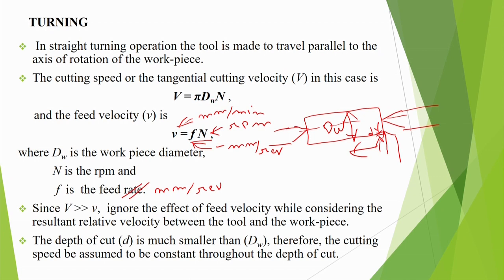More precisely, at the surface the speed will be pi dW into n, but at the inside portion Vi will be pi (dW minus 2d) into n, because the diameter has reduced by 2d. So that inner surface will experience that much velocity, but this 2d is small compared to dW. That is why we always say roughly that the cutting velocity is like that. But nowadays, if you are making very small components and d is significant in comparison to dW, then you have to take care about this aspect.